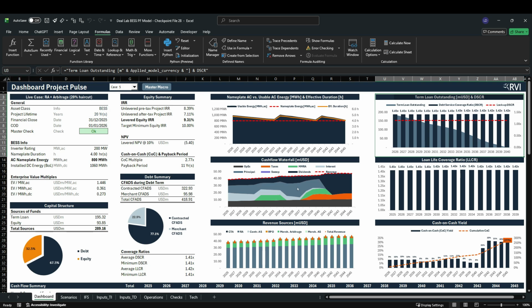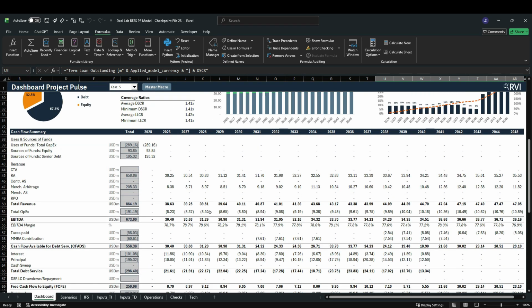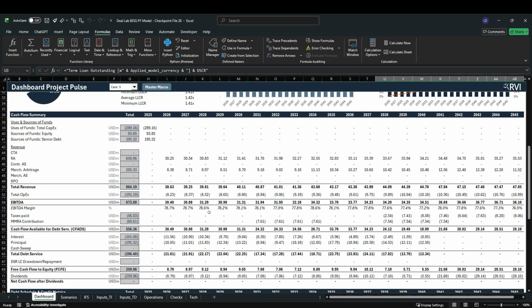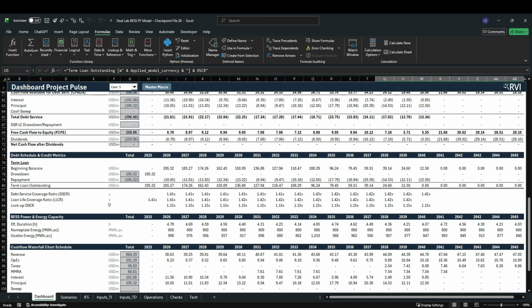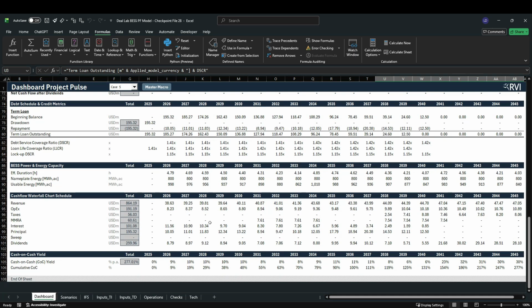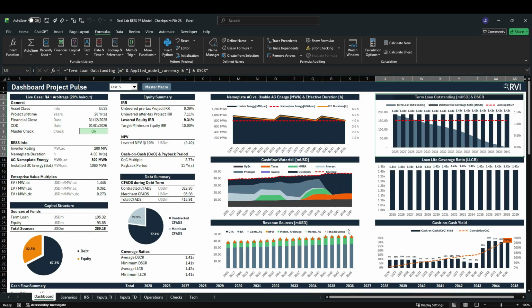And in our cash flow waterfall chart, we can see our overall debt movements, our debt principal, as well as our debt interest. And we can also see all of these outputs down here in the cash flow summary and our debt schedule and credit metrics. And all of these outputs here ultimately just serve to visualize the business case here in the dashboard.